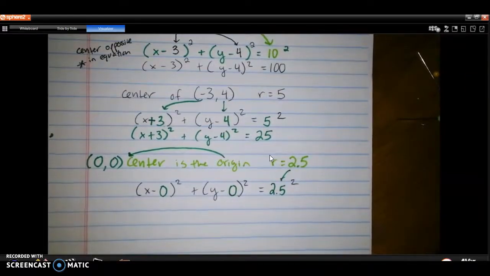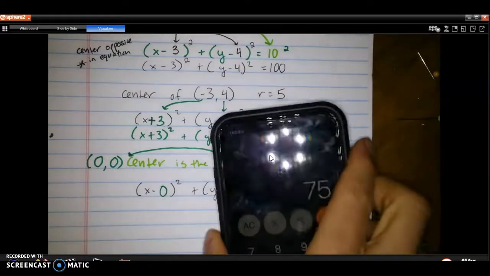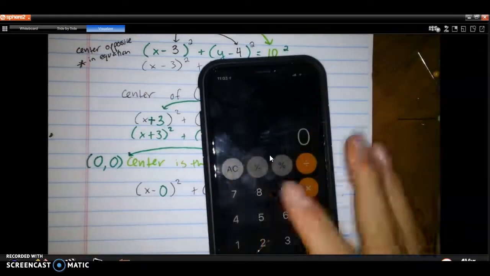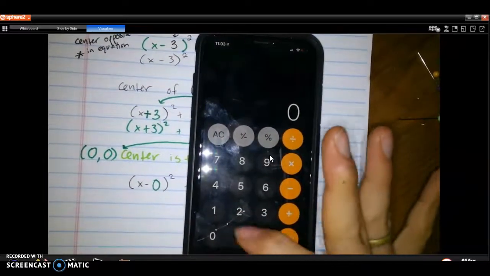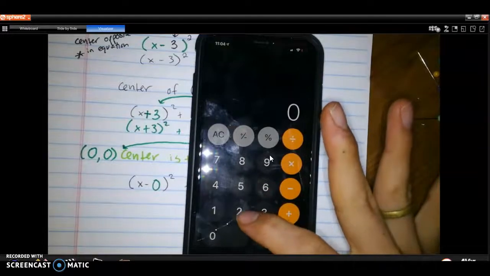So we're going to find out what 2.5 squared is in our calculator. So I'm going to use my iPhone because I keep getting requests to use iPhone for these. Don't worry, that's not a crack in my screen. It's just a screen protector. I know you guys are concerned.